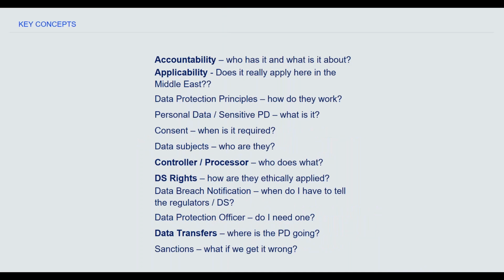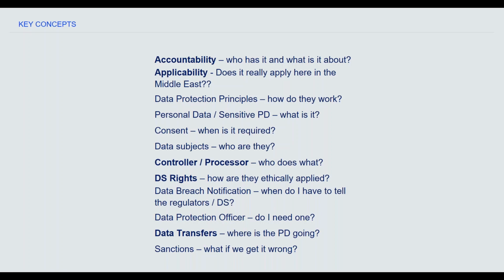So we're going to talk about some of the key concepts in these data protection laws. Accountability. Who is accountable? What's it about? What does it mean? Applicability. Does data protection law really apply here in the Middle East? Yes, absolutely. Controllers and processors, who does what? Data subjects' rights. These are the highlighted ones that I'm going through now. What is a data subject's right? What are they and how are they ethically applied? Data transfers, where is the personal data going and what happens when it gets there?